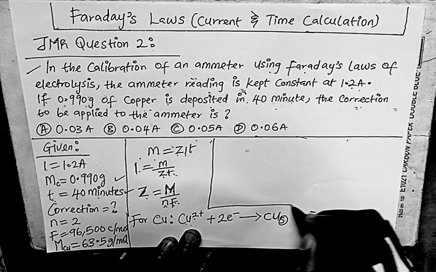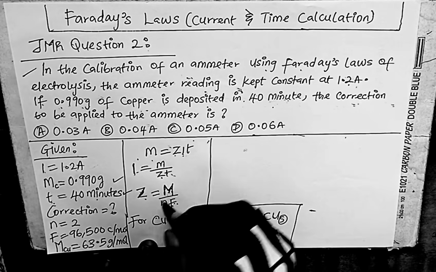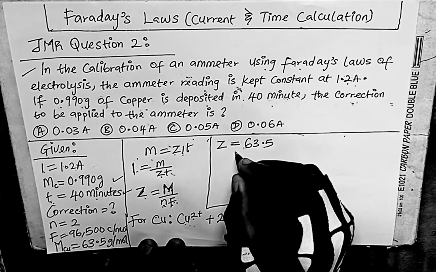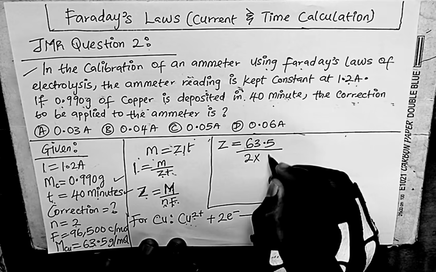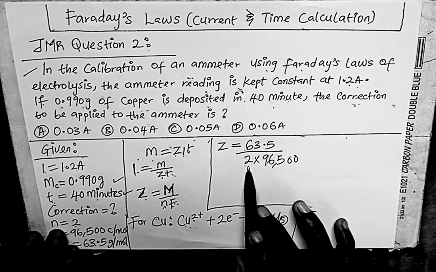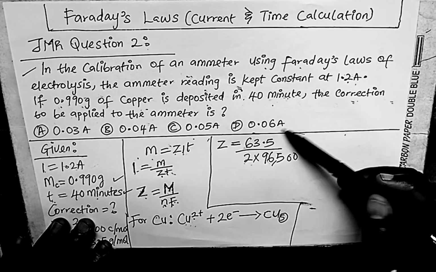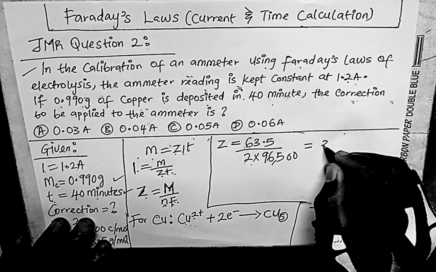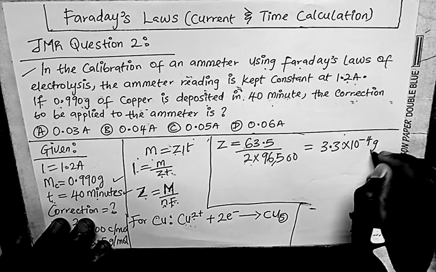To solve for the electrochemical equivalent, we put everything into the formula. Substituting, Z is equal to the molar mass, 63.5, over n, which is 2, times the Faraday constant 96,500. The denominator is 2 times 96,500, which is about 190 thousand. Dividing 63.5 by 190 thousand on the calculator, we get 3.3 times 10 raised to power minus 4 gram per coulomb, in standard form.